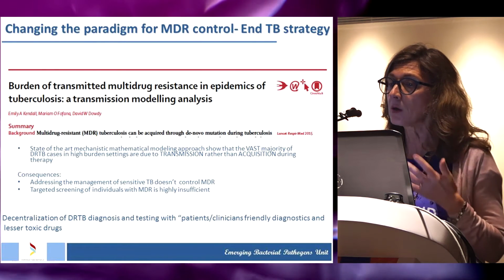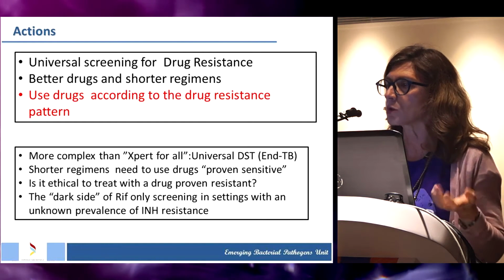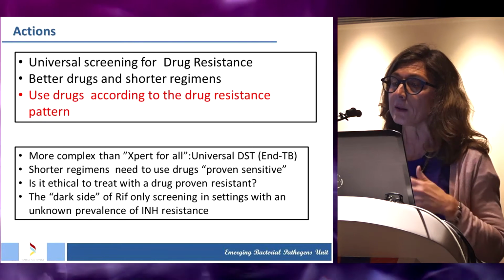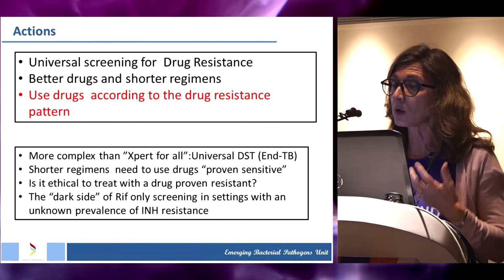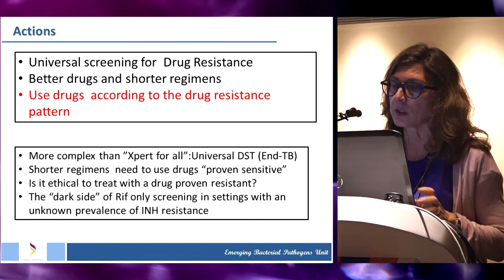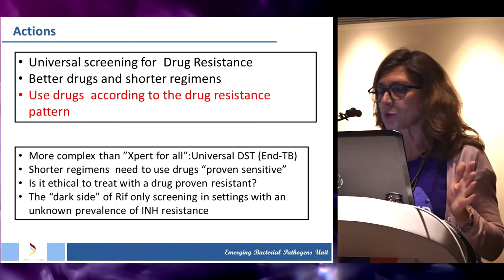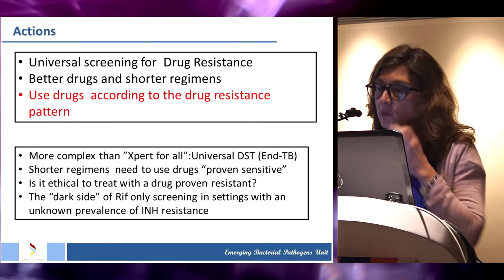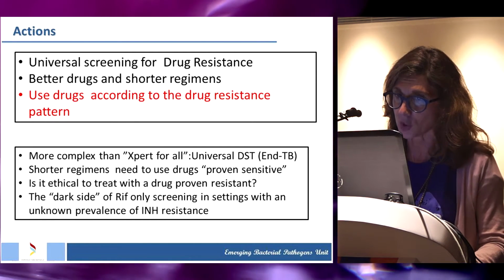This is calling for new action. And among the new actions is definitely the universal screening for drug resistance, because you need to start treating your patient correctly from the beginning, and then implementing better drugs and shorter regimens. Having good data on drug resistance will allow us to use the drugs according to the drug resistance pattern. So we are moving from GeneXpert for all to a more sophisticated universal DST. That is also the vision of the End TB strategy.